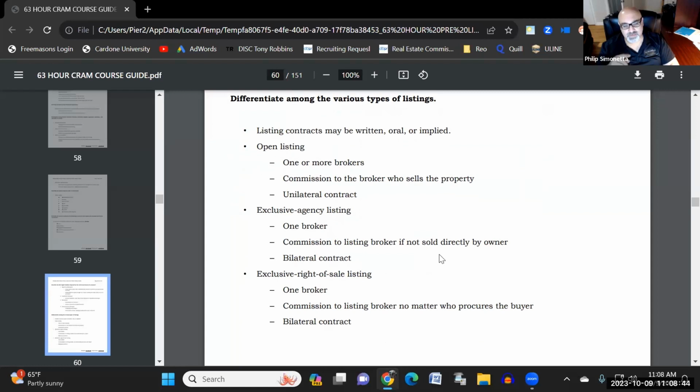You have an open listing. This is where 1 or more brokers are involved. The commission goes to the broker who sells the property. So a bunch of brokers can try to sell it. Whoever sells it gets paid. That's a unilateral contract. Okay.